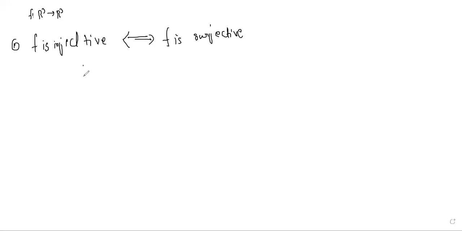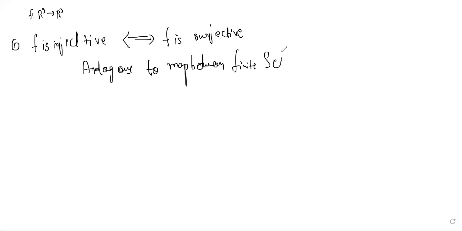Now, this is what I want to highlight. This is analogous to a map between finite sets of the same size. Do you guys agree? If you have two finite sets of the same size, then injectivity implies surjectivity and surjectivity implies injectivity.